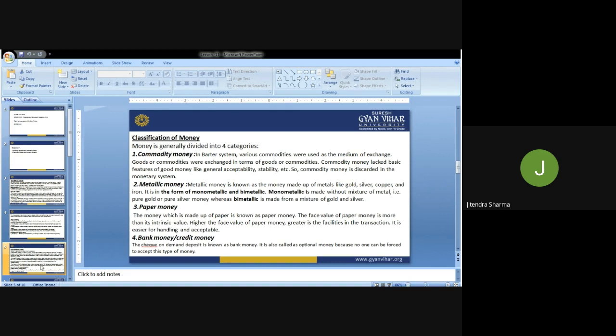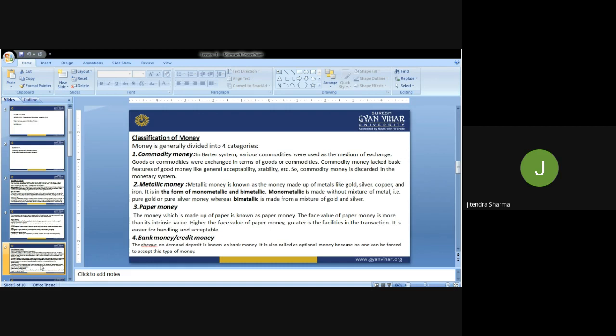Now the second one is metallic money. Metallic money is money made of metals like gold, silver, copper and iron. This was in practice in our country in the Mughal era or even before, when we had coins of gold, silver or copper. It is the form of monometallic money, which means here we have only a single metal, either gold, silver, bronze or copper. And the second one is bimetallic money. It means here we have a mixture of two or more metals.